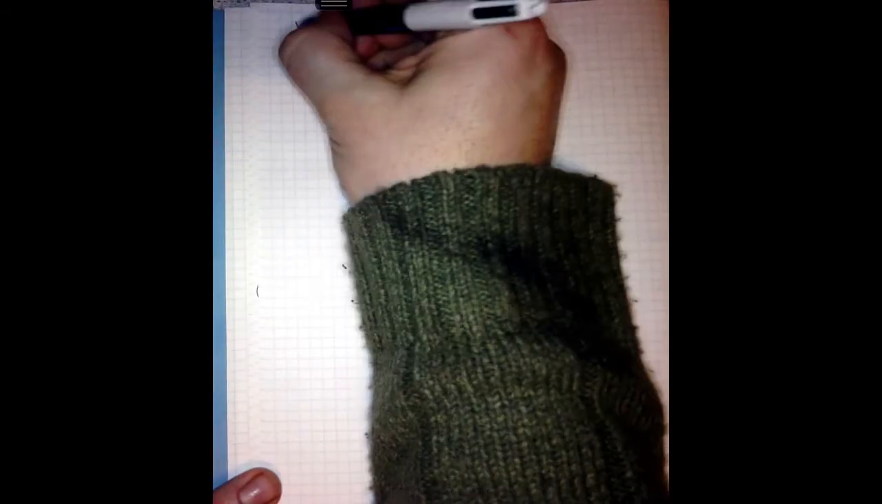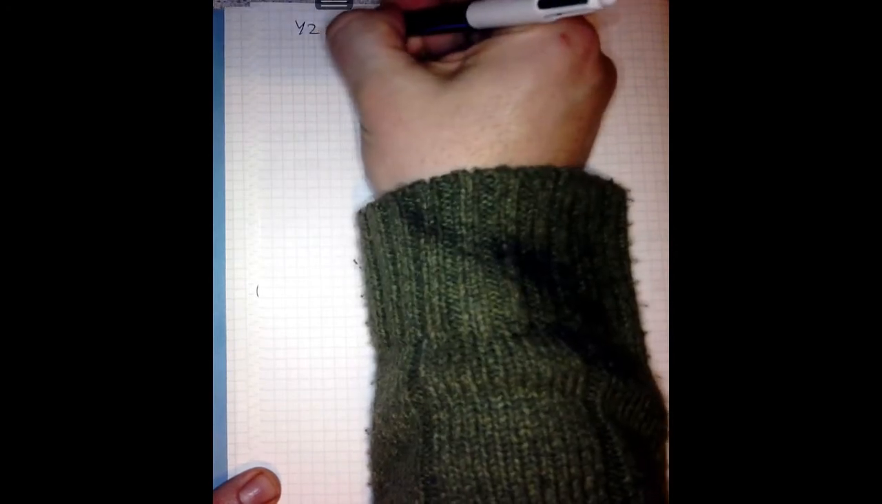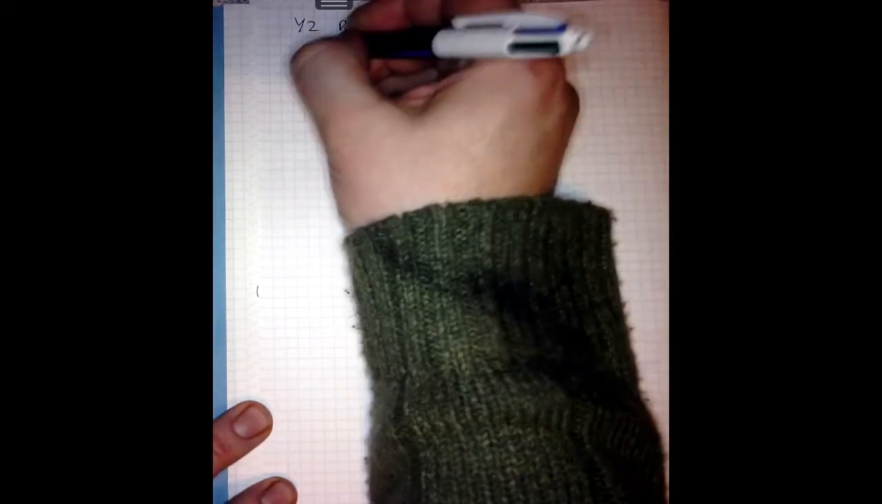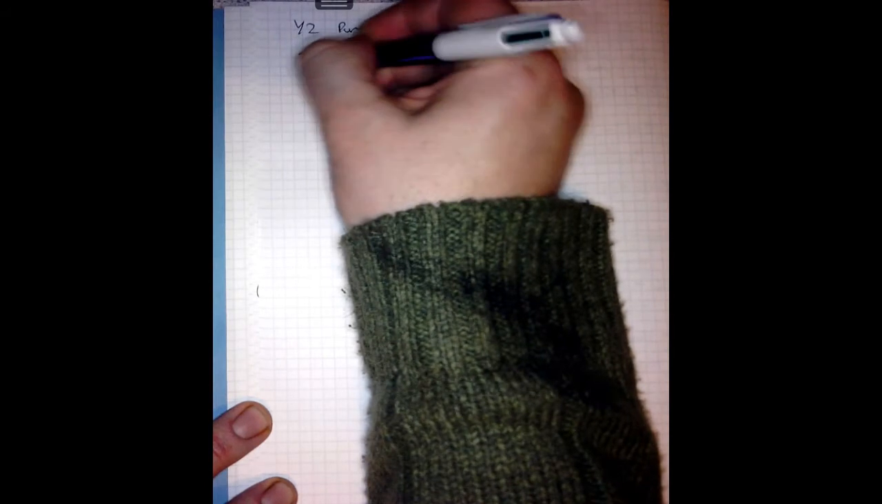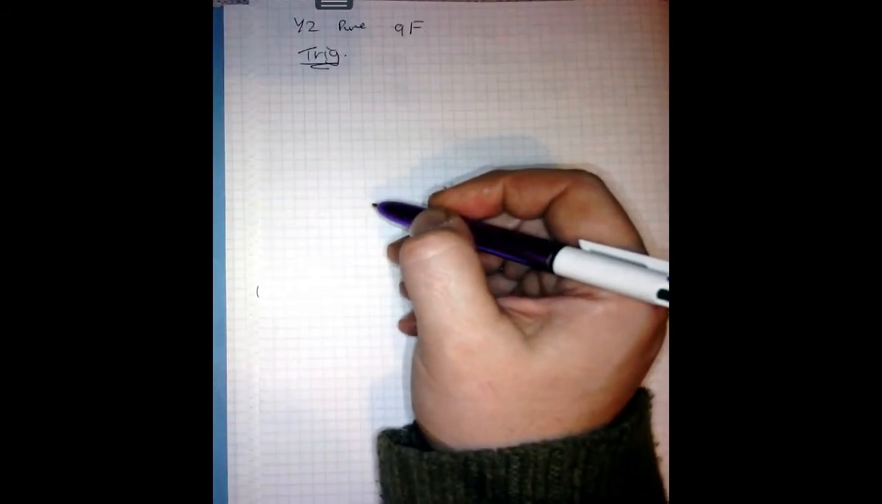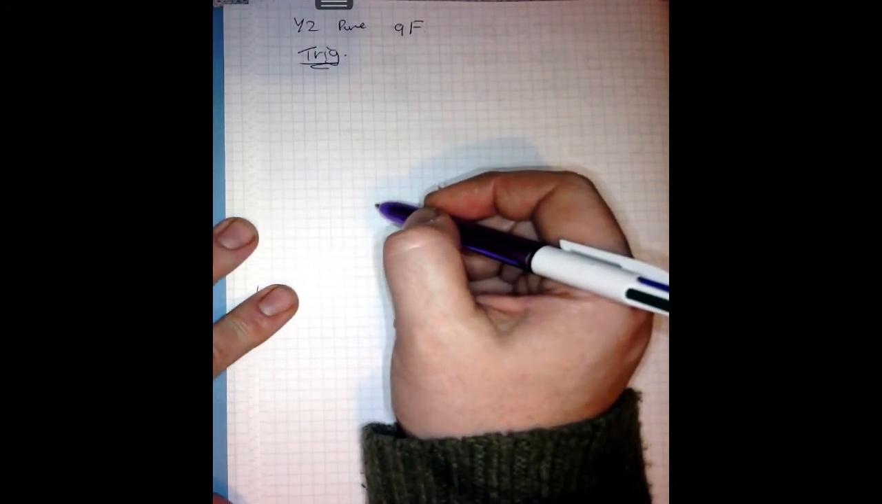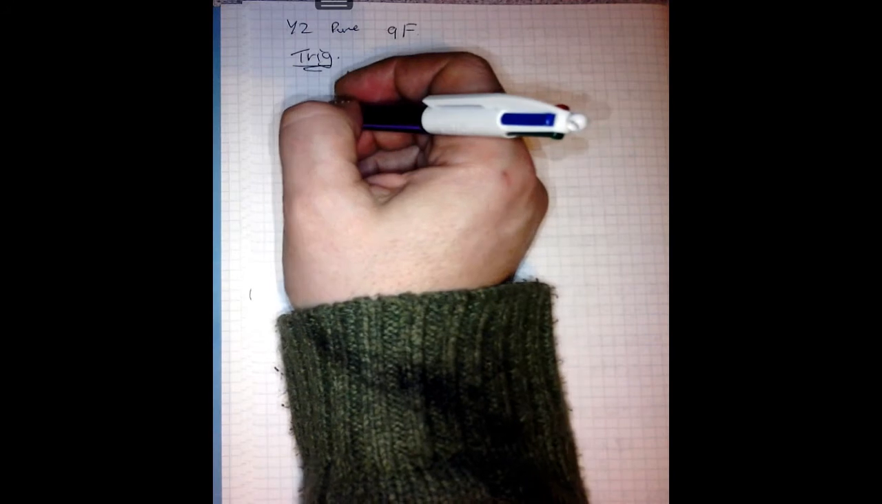Hi folks, this is the next video for the Year 2 Pure. We're looking at working towards 9F. Now this is differentiating the trig functions. This relies on you having done chapter 6 during lockdown 1 appropriately. So if you haven't, you need to go back and do that. But I can remind you of some of the key points.